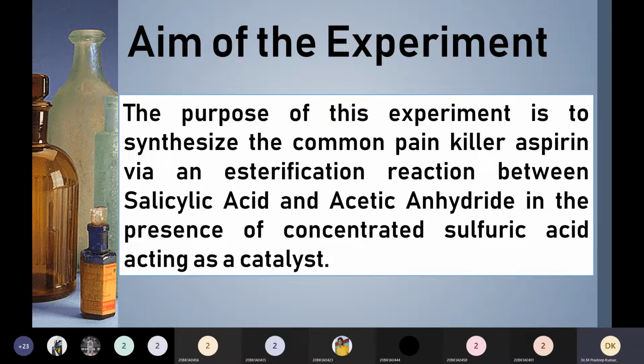But in our experiment, instead of concentrated sulfuric acid, we have used phosphoric acid. Okay, don't be confused. We can use concentrated sulfuric acid or phosphoric acid as a catalyst.